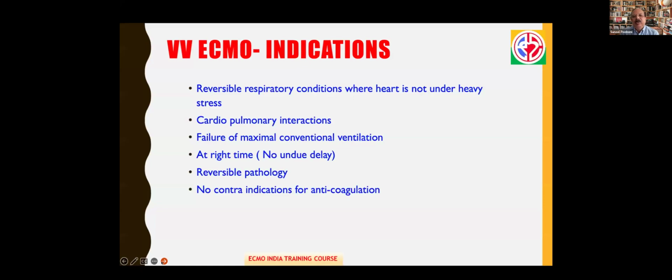As the blood is moving towards the cannulae, it tends to clot. So to avoid that clotting, heparin is the commonest agent being used, though there are other agents available as well. We will come to know in the next few topics.